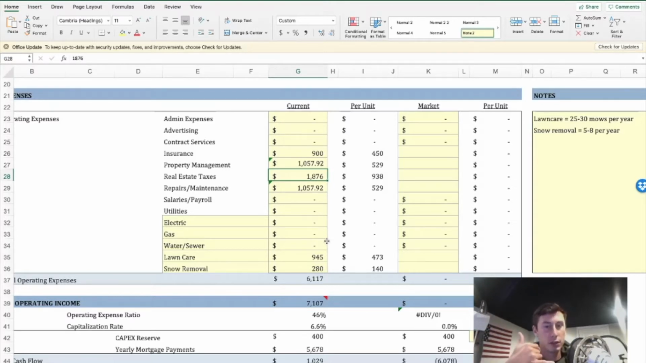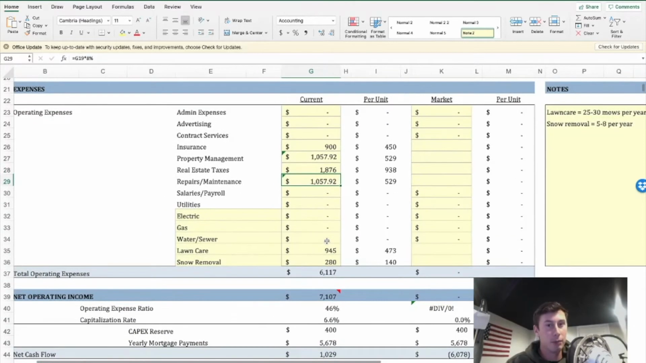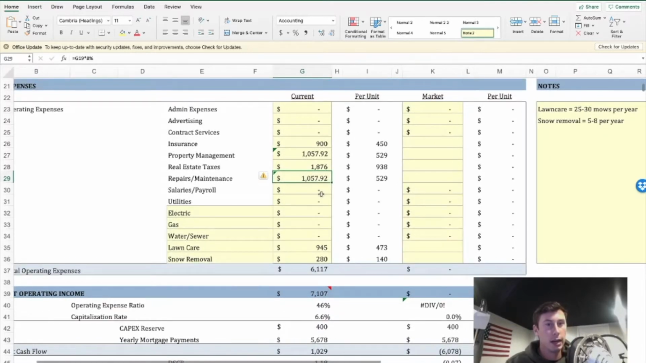So just call the assessor and be like, "Hey, I'm buying this property for $110,000. What's the taxes going to be?" And he'll tell you. So type that number in there. Repairs and maintenance. This number is going to be something you're going to learn the more you do. I'm showing that I'm going to do 8% of the gross income. That's going to go towards the repairs and maintenance.